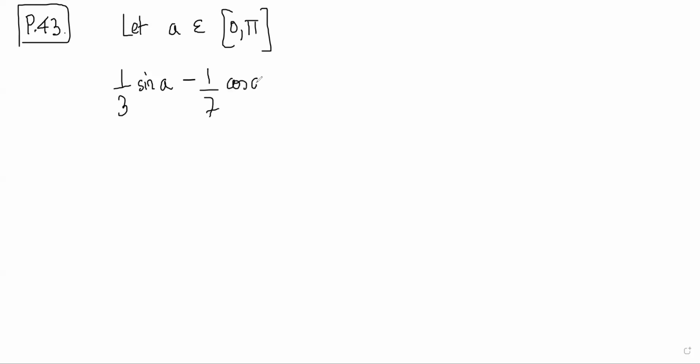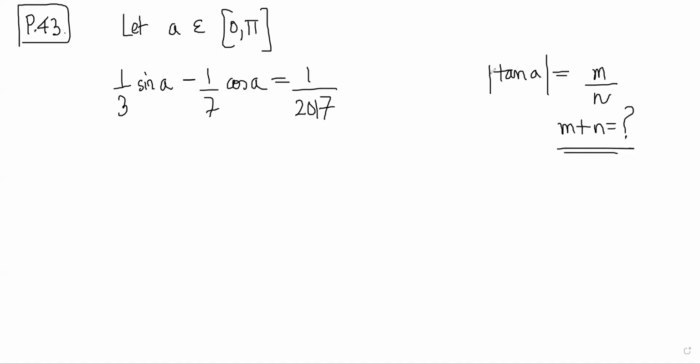Okay. The 43rd one was: let A belong to 0 to pi, and we were given 1 by 3 sin A minus 1 by 7 cos A is equal to 1 by 2017. And then the question was, what if modulus of tan A is m by n, where m and n are relatively prime positive integers, you have to find m plus n. Basically, you have to find the value of tan A from this equation.